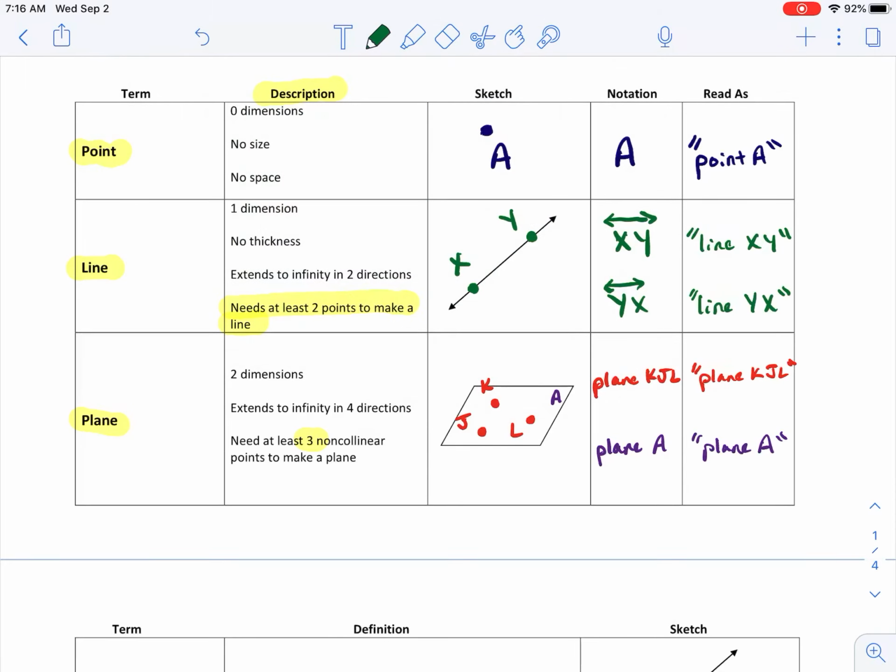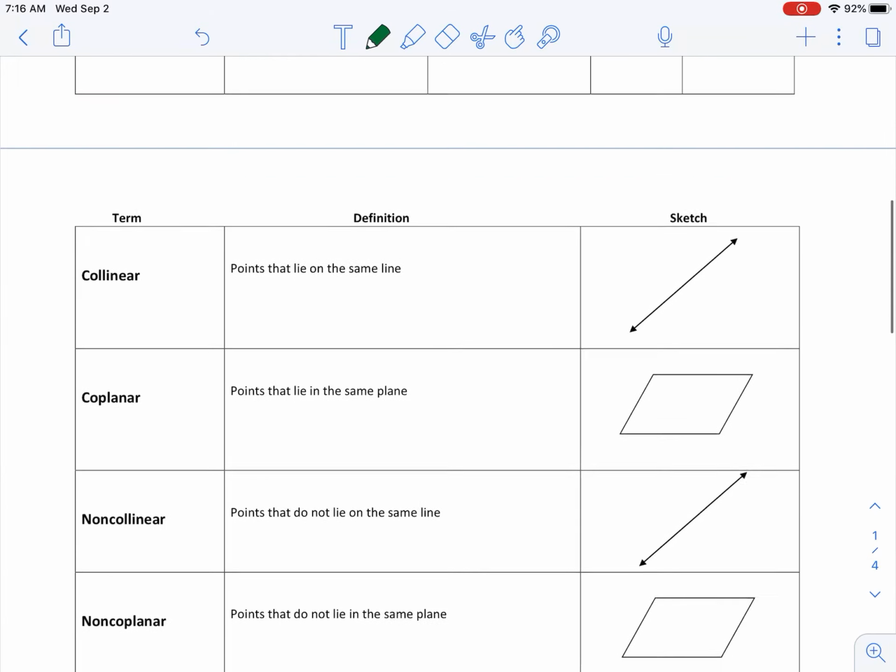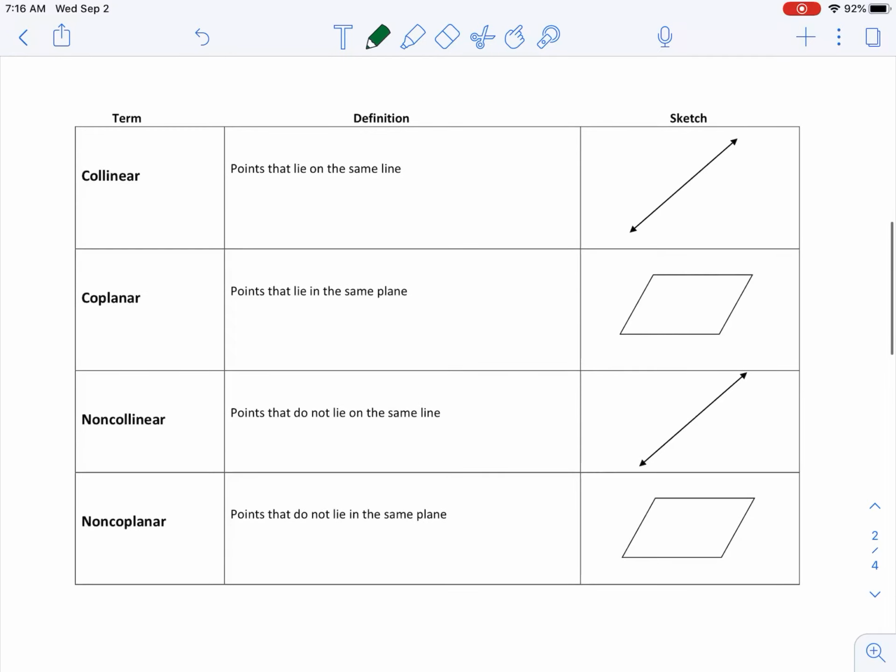I'm going to switch to green here. There is another way we can name lines. Sometimes you'll see lines and they'll have a lowercase letter, and that's the same thing. So this line could also be called line H. So lines have lowercase letters that name them, and planes sometimes have those uppercase letters. So those are 3 undefined terms.